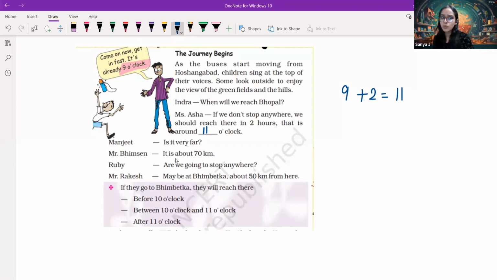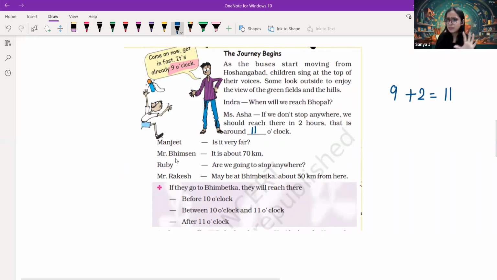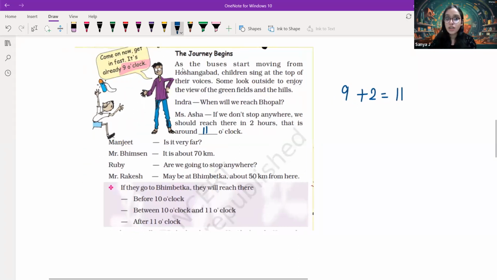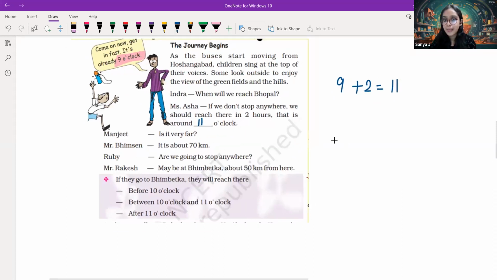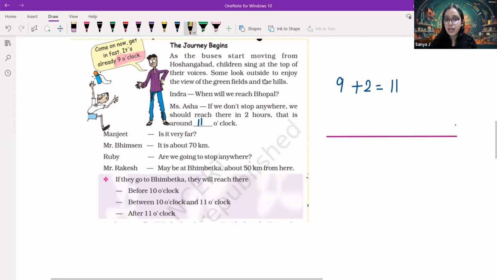Let's move ahead. Manjeet asks, is Bhopal very far away? Mr. Rakesh says that yes, it is about 70 kilometers away. Let me make a small diagram for all of you. If they are over here, Bhopal is 70 kilometers away. This is 70 kilometers, and here is Bhopal.